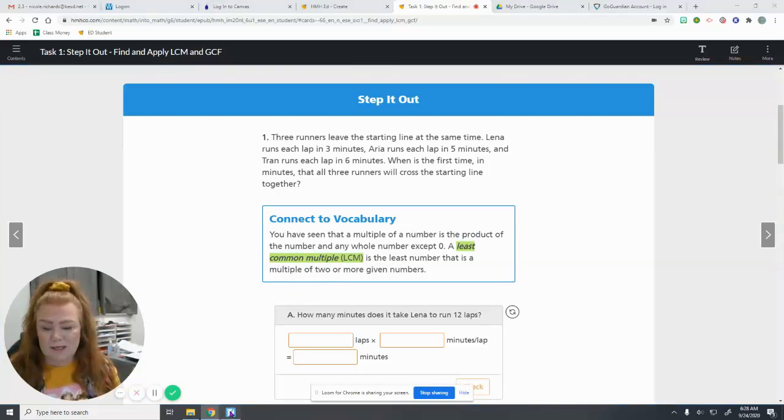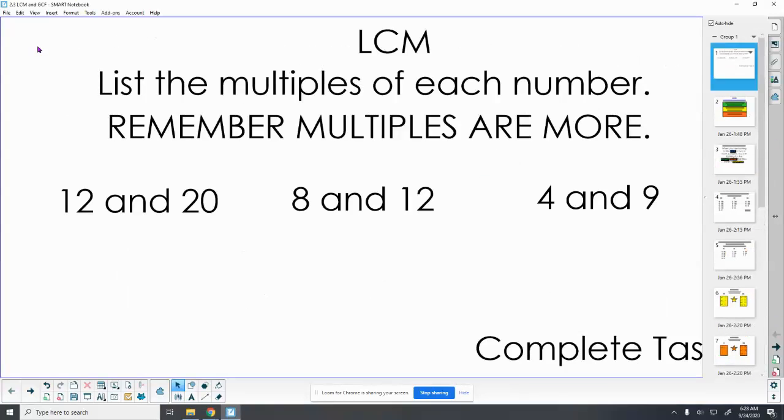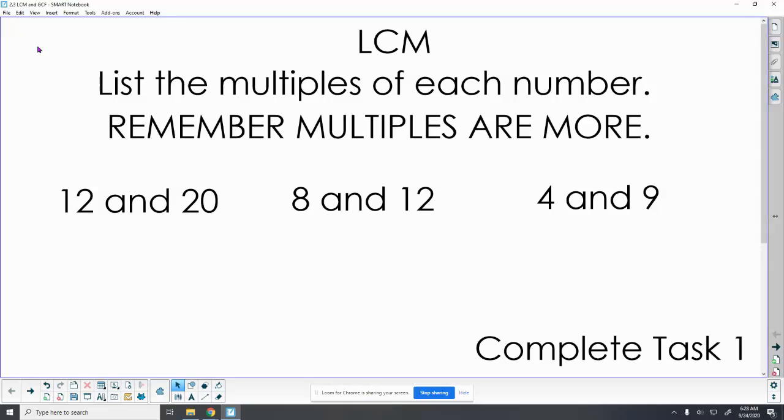So we're going to look at a problem here. Let me get to the start of my work. The LCM, least common multiple: we want the lowest number that they have in common. That's a multiple. So we are going to list out multiples of these numbers.